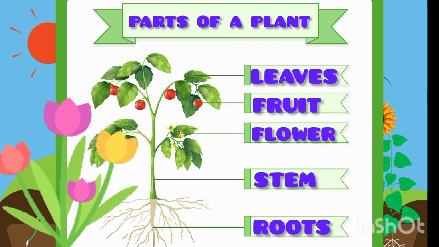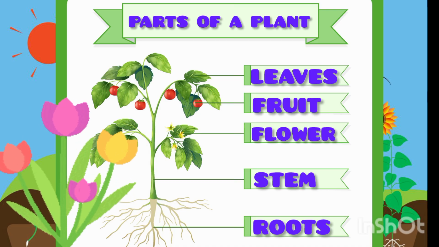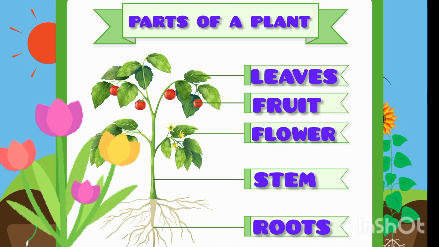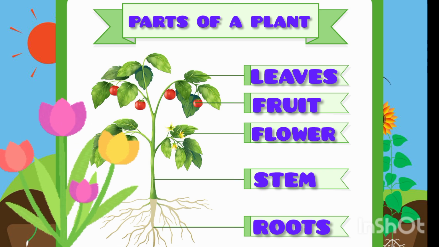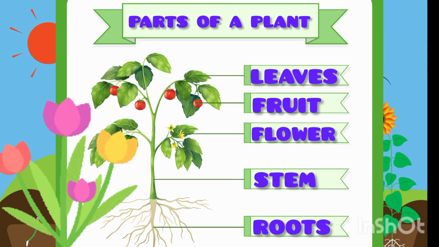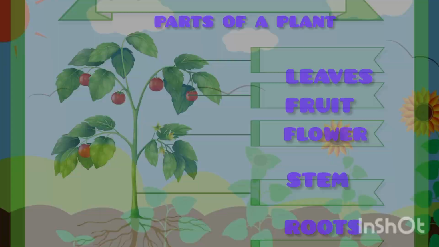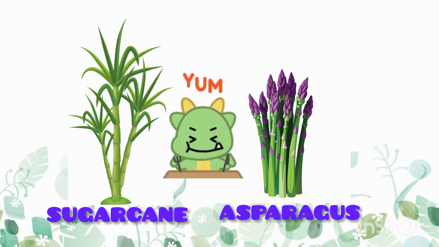Different parts of the plant have their own functions. They help in making, distributing, and storing food. Stem is strong and helps hold the plant. It allows water and nutrients to flow up to the leaves. Some examples of stem we eat are sugarcane and asparagus.